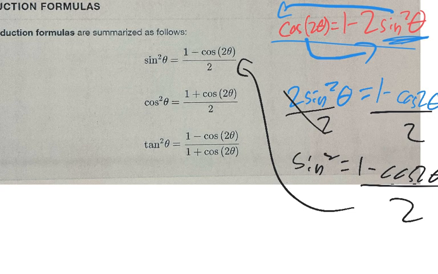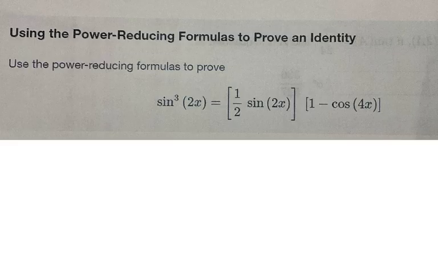But again, not something I know if I've ever used. And Chris said he didn't think he used it at all on the Canvas. So I don't think there's an example problem using one. So we've got sine cubed of 2x equals 1/2 sine of 2x times 1 minus cosine of 4x. And I may mess this up completely, but it's going to be using that formula we just looked at.